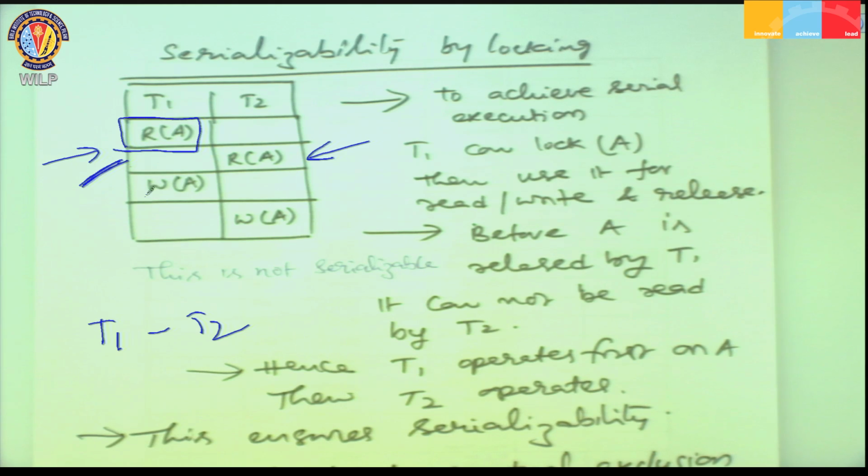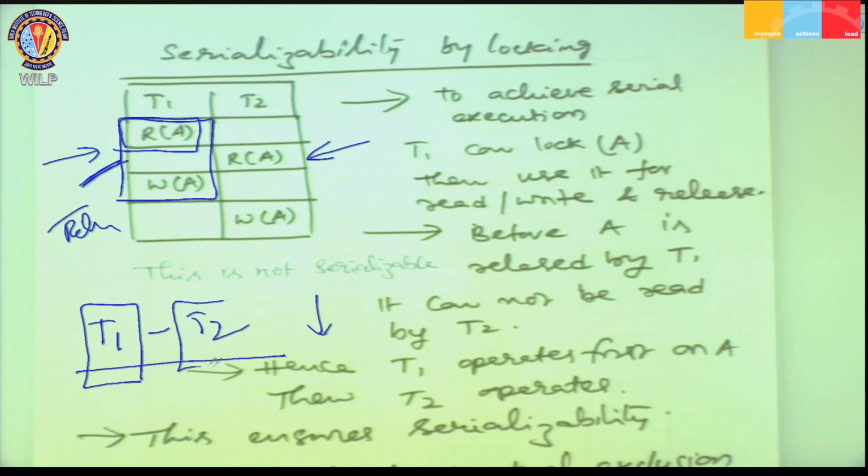And if we assume that after completing its operations, T1 releases the lock on the data item, then the waiting transaction, that is T2, can get a lock or access the data item A and proceed further. And this is the same as executing the instructions of T1 first and then executing the instructions of T2 next. This is how, using locks, we can achieve serializability.